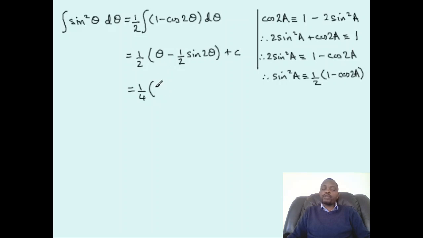Now because we've put the half out, the theta becomes 2 theta, and then we're going to say minus sine 2 theta plus our constant c. Now this becomes our final answer, and as you can see, it actually looks much neater and is more tidied up.